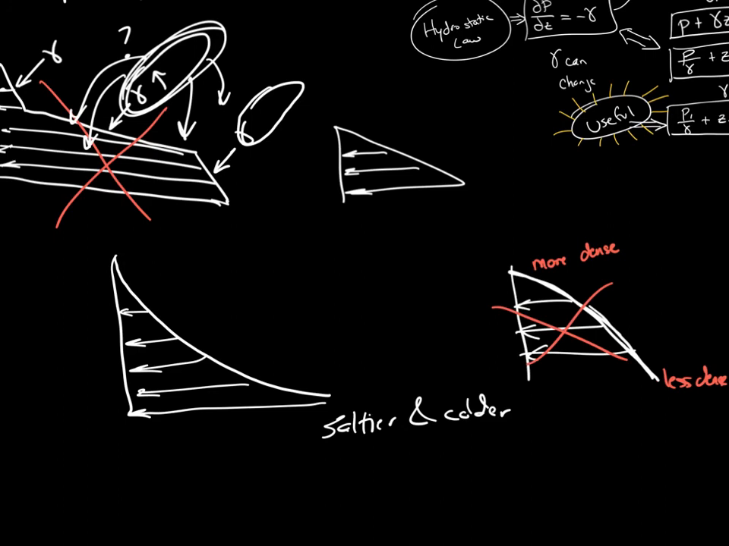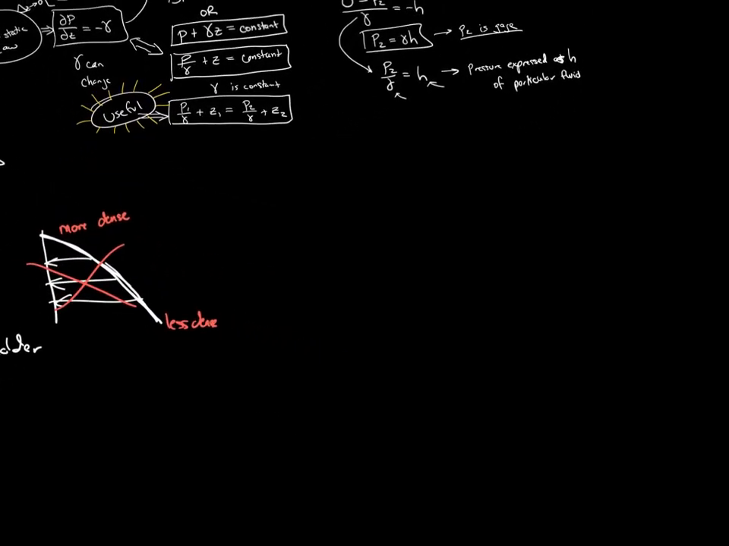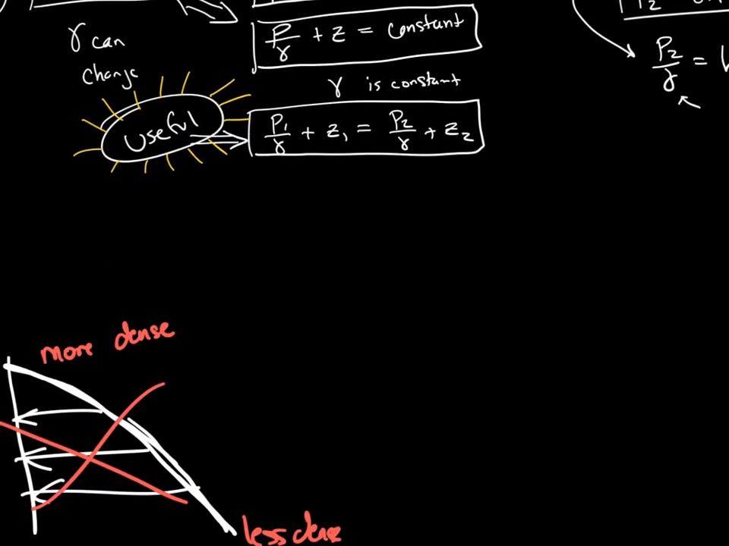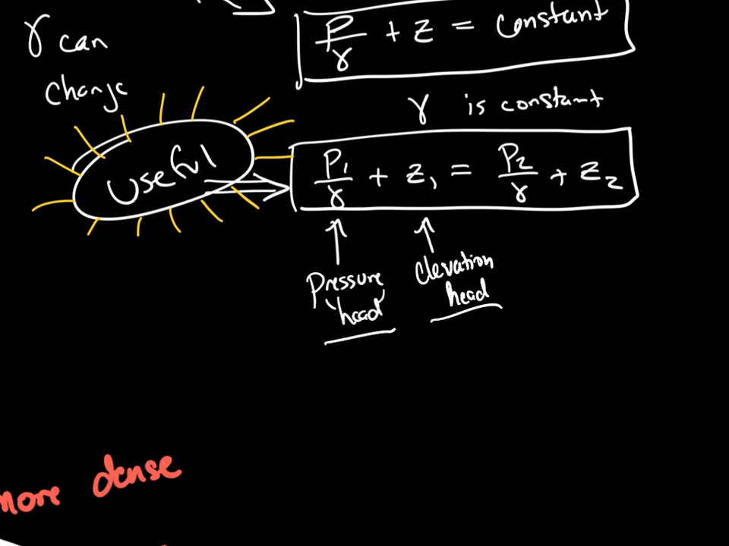I think we've got everything. So one last little bit over here. If I go back and look at this most useful equation, the most important thing we learned today is this. And this is called head. So this is pressure head. And I'm going to talk about this a million times. This is elevation head. This is a pressure expressed as a length. This is elevation expressed as a length, although that's pretty straightforward.